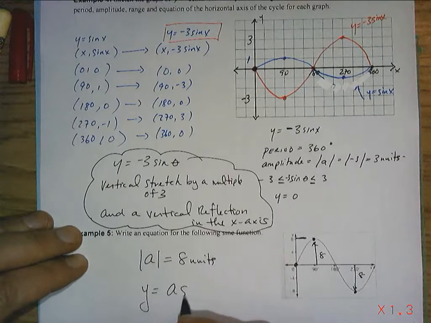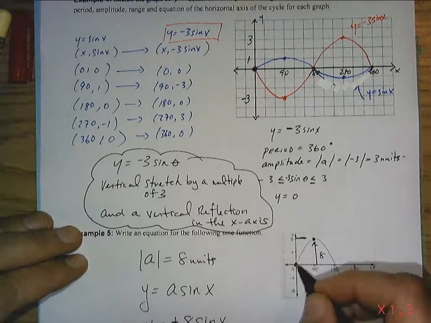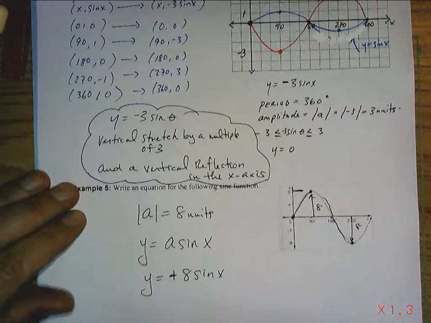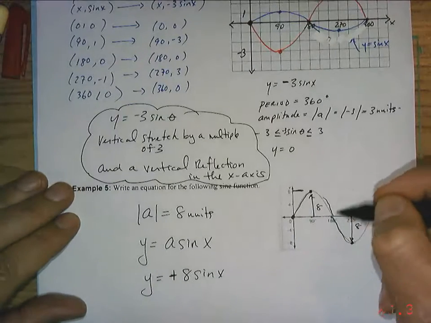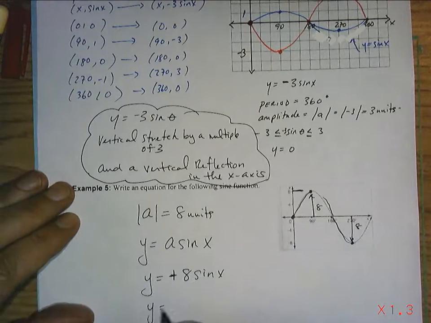So the equation would be positive, because it's going up, coming down, coming up. So it's not negative. If it was negative, then it would be the reflection. So it's positive 8 sine x, or very simply, 8 sine x.